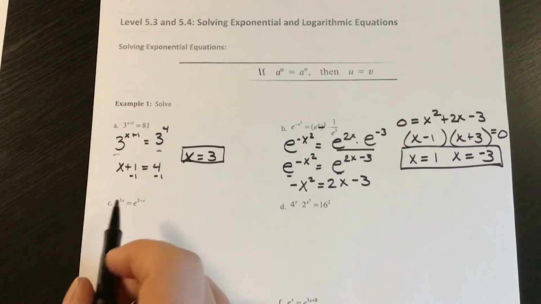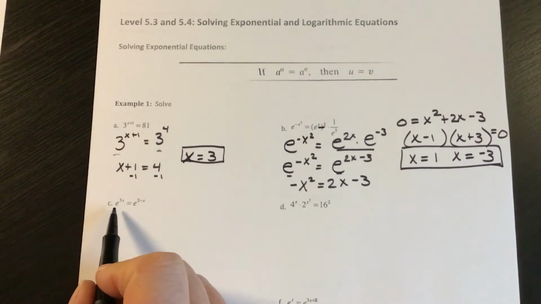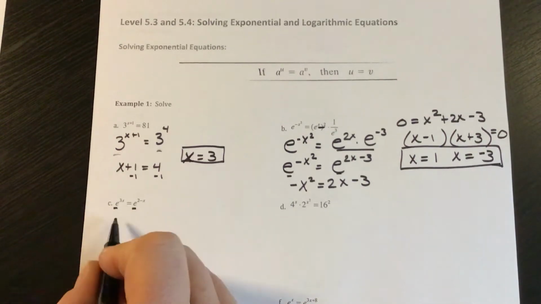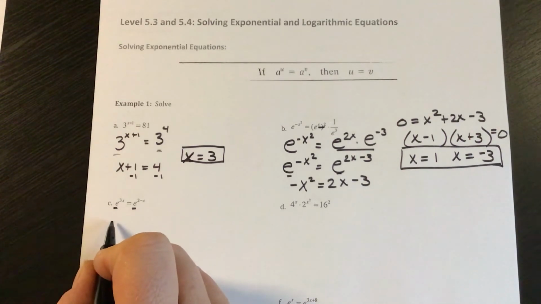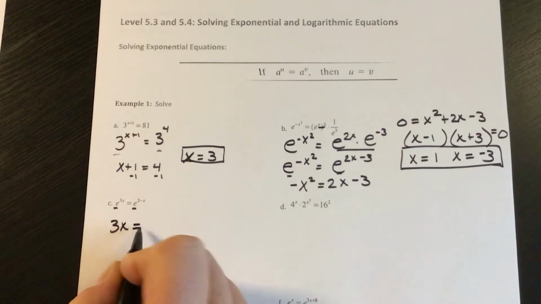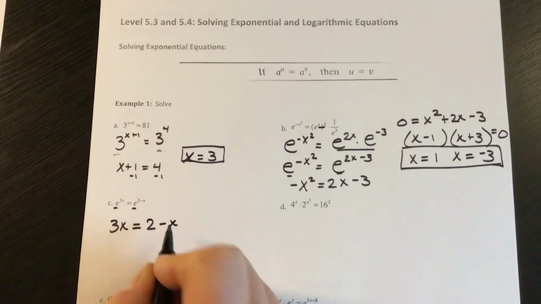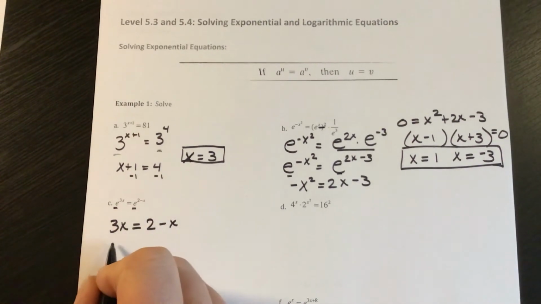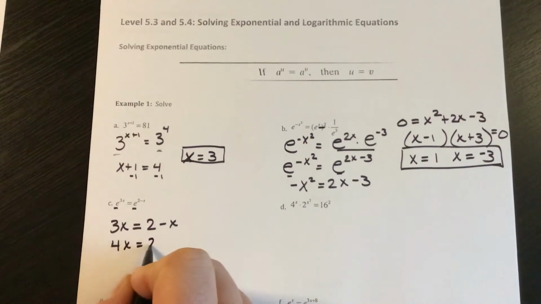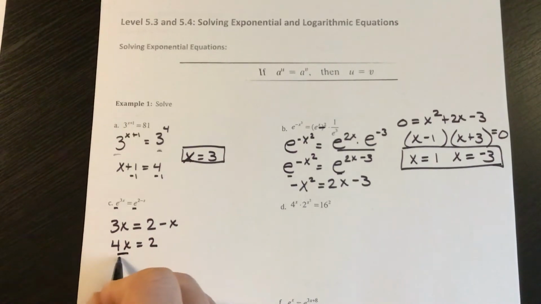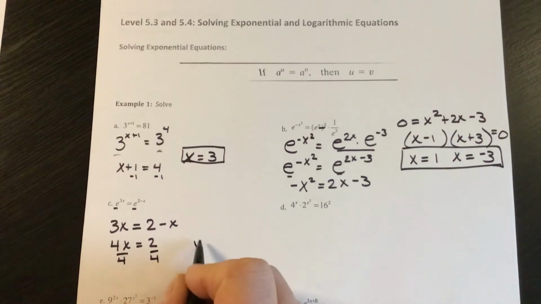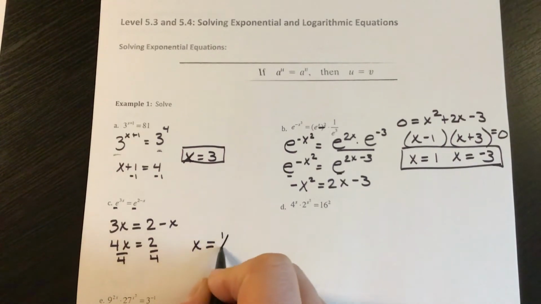So in part C, I have base e on each of these. So my exponents are going to equal 3x equals 2 minus x. Add x to both sides, so 4x equals 2. Divide by 4, and x is 1/2.